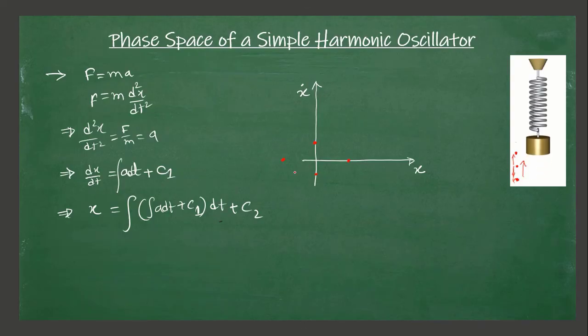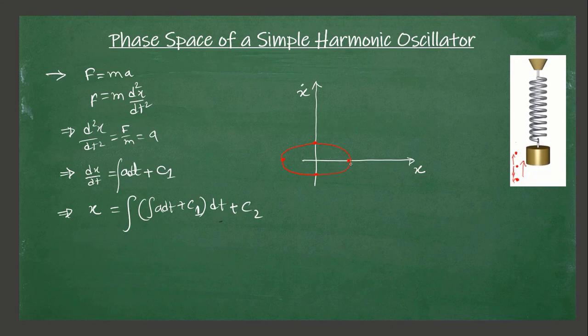Now, although these 4 points are not convincing enough to claim that the trajectory in the phase space for this simple harmonic motion should be an ellipse, if you plot all the velocities and positions here, you should actually get an ellipse. So maybe you should get an ellipse like this.